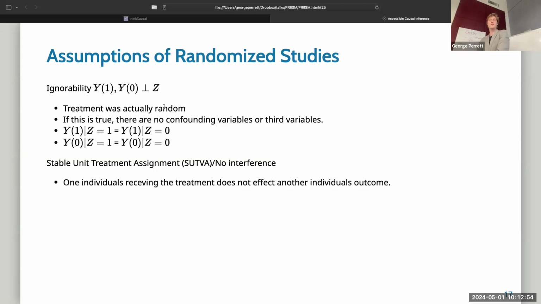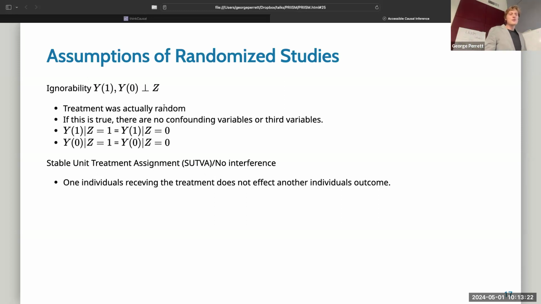How I want people to think about it is that the treatment was actually random. Sometimes randomization doesn't work. There's a lot of reasons how that could happen. We could have differential dropout, things like that. But we're assuming that the randomization actually holds. And if this is true, it means that there are no confounding variables or third variables, which we'll talk about a little bit later on. An implication of this is that we can use the Y1s that we have to represent the Y1s that we don't have, and we can use the Y0s that we have to represent the Y0s that we don't have.